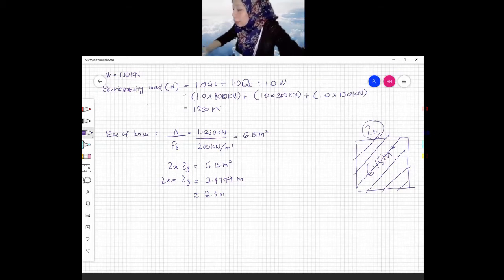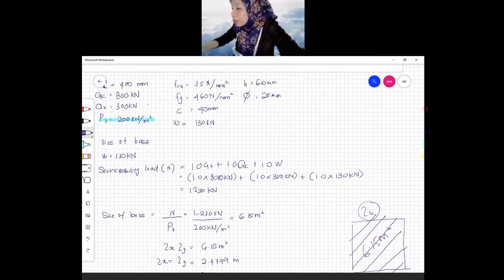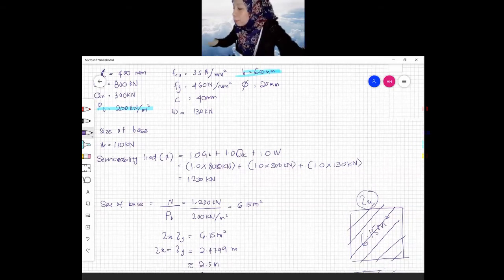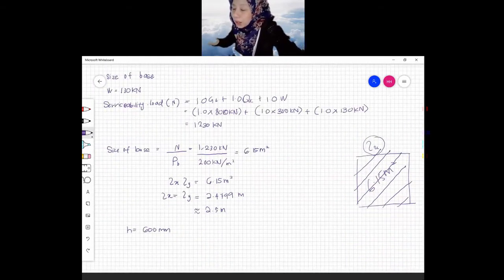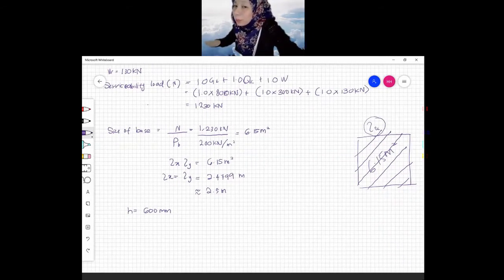Another thing we know is H is 600 mm, which comes from the question, given H is 600 mm. This is what we will start to check. Can we use this 2.5 meter? Because we need to check. Since we rounded up a little, most probably it is fine. But if you round it up too much, say you do not stop at 3 meter, there is a possibility our checking will fail, so you have to make it lower.